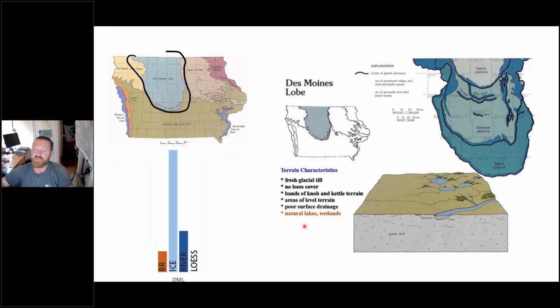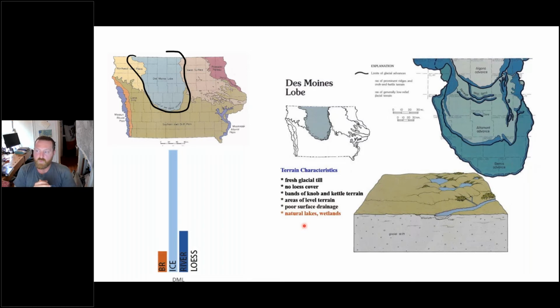But the main characteristic is it's fresh. It's a new surface. It's freshly exfoliated, and it doesn't have loess cover. But it also has moraines. It has these linear hills formed by ice advance and retreat. The other things that it has are what are called kettle lakes or prairie potholes, and those are left over from when the ice sheet was falling apart and collapsing. So the ice actually broke down and fell apart, and so giant chunks of ice were sitting in the landscape, melting, and then those depressions filled in with sediment or water.